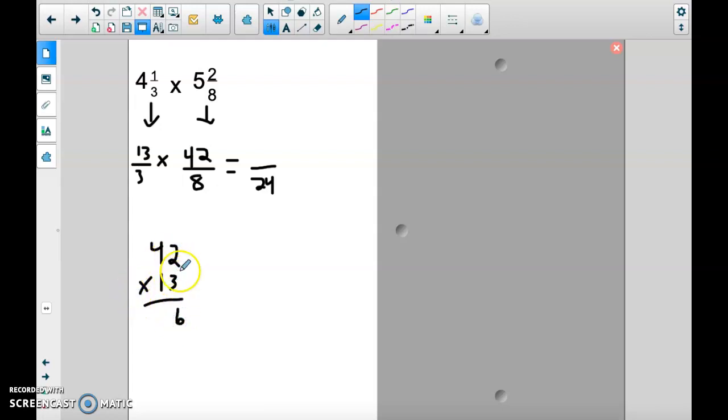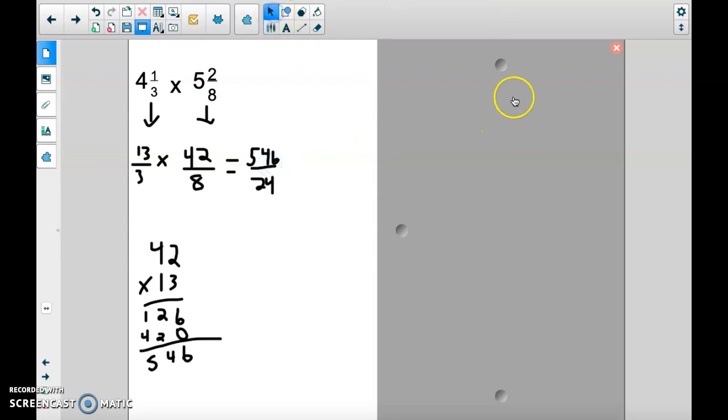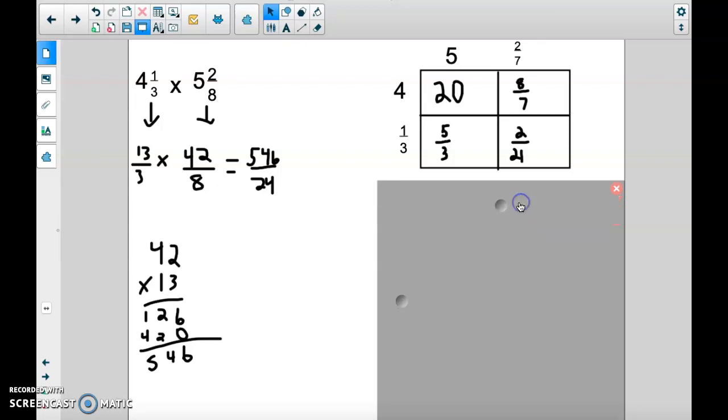3 times 2 is 6. 3 times 4 is 12. Go to my second line, put my 0 down. 1 times 2 is 2. 1 times 4 is 4. Add this stuff together. 6, 4, 546. 546 24ths. Okay? So now if I look at my box, I'd set up my box, right?